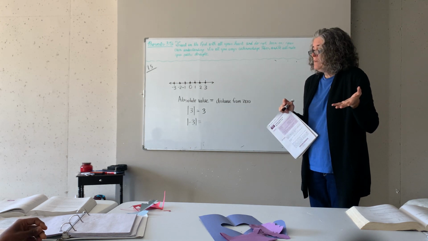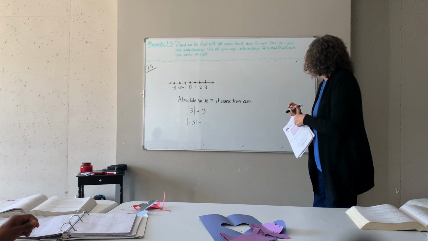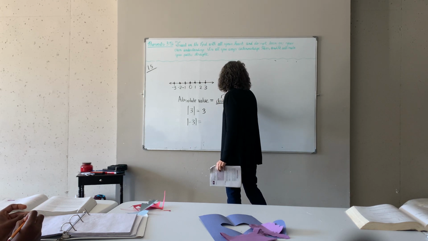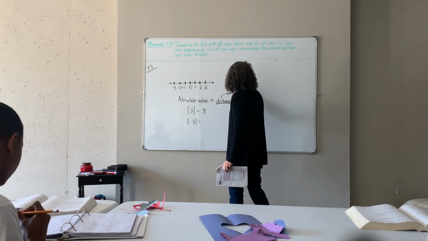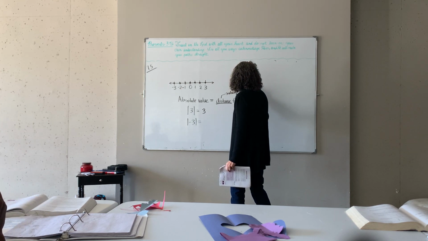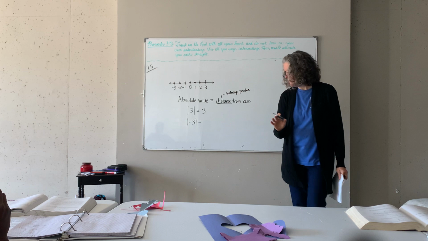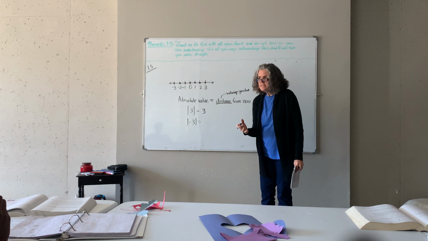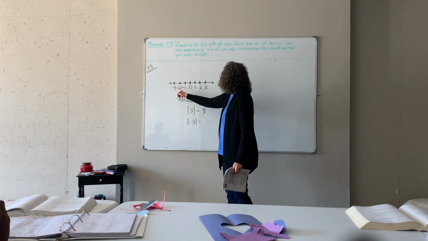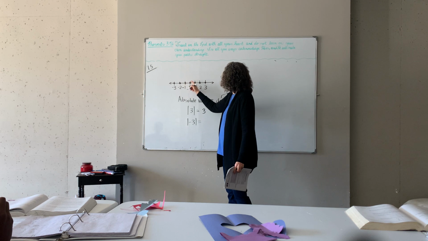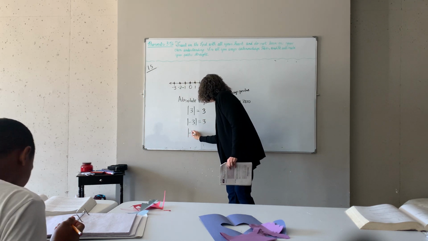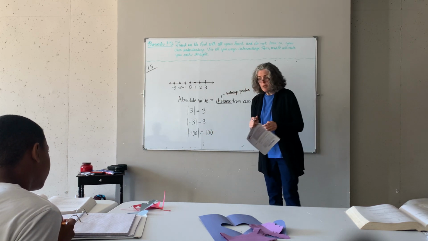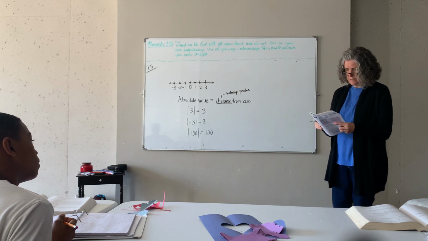Would anybody live a negative number of miles from here? No. So distances, this is really important, distances, write this down, are always positive. So when you do absolute value, you're always going to get a positive number. So how far is negative 3 from 0? Let's count. 1, 2, 3. How far is negative 100 from 0? 100. So that part of the math lesson will be pretty easy, right?